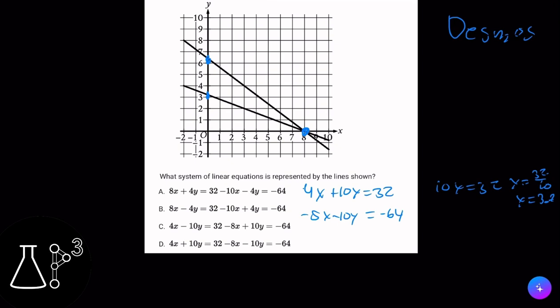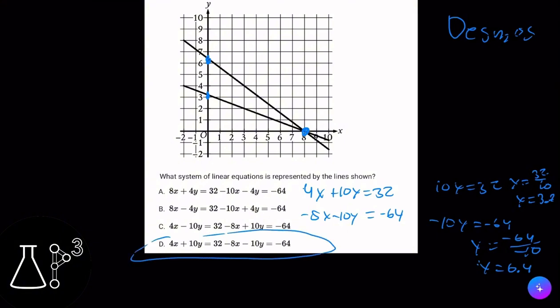If I make x equals 0, I'm going to get negative 10y equals negative 64. And if we isolate y, I'm going to get y equals negative 64 divided by negative 10, which equals 6.4, positive, because anytime you multiply or divide two negatives, it's always going to equal positive. And it's a really good estimation to the y-intercept of the graph given. Therefore, my answer is D.